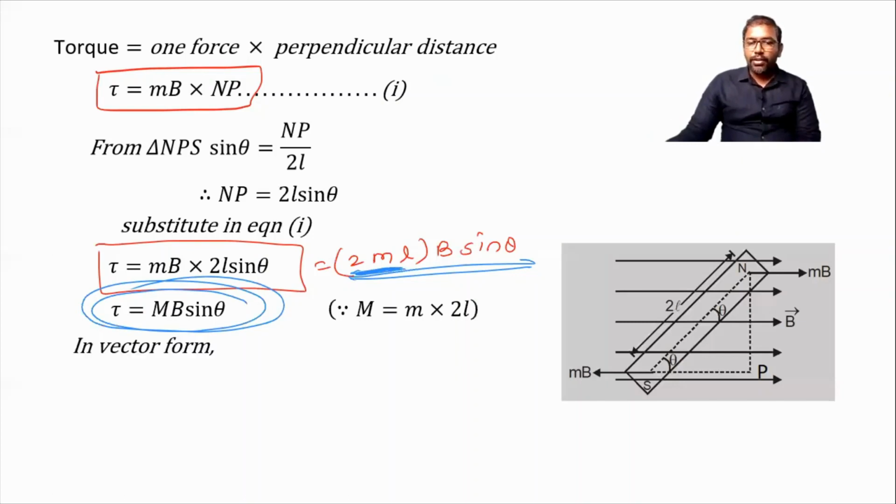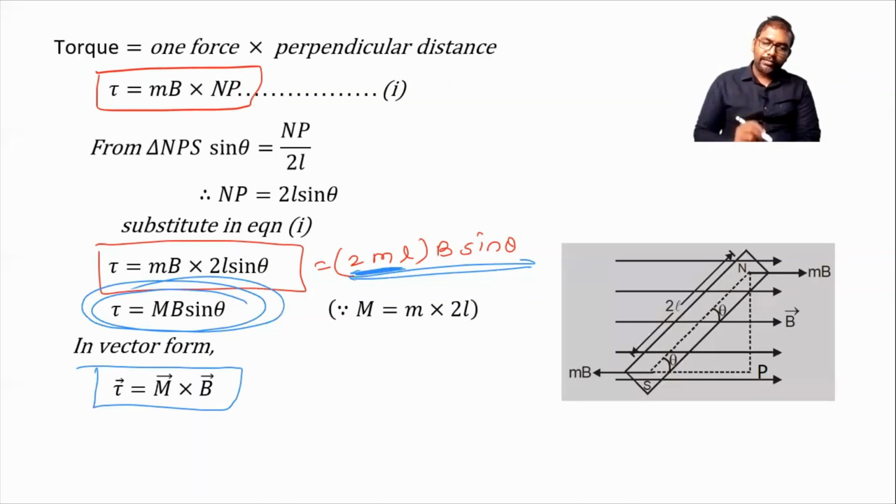In vector form, the same formula we can write torque is equal to M bar cross B bar. So M bar cross B bar we can expand and we get a magnitude like this. So just we get here the formula of a torque.